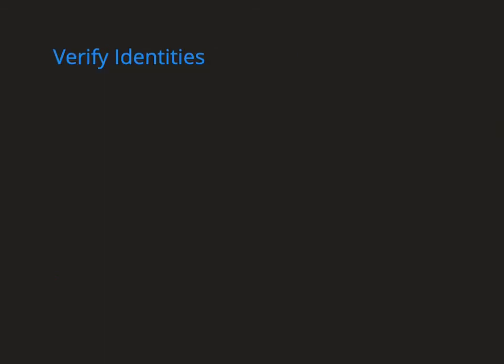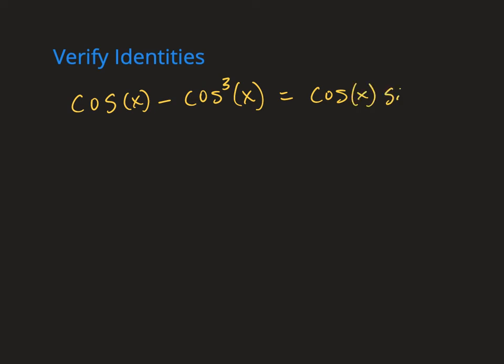So one of the other things that we often do with identities is we're given some equation, and we're asked to verify that it's true. So for example, I'm going to verify for you that cosine of x minus cosine cubed of x is the same as, or equals, cosine of x times sine squared of x.